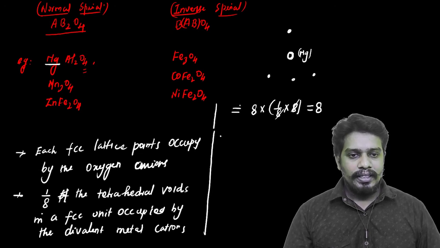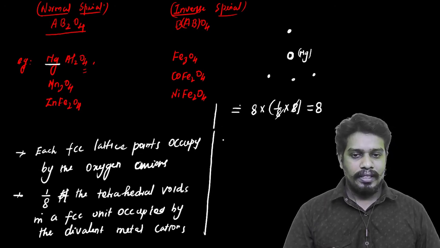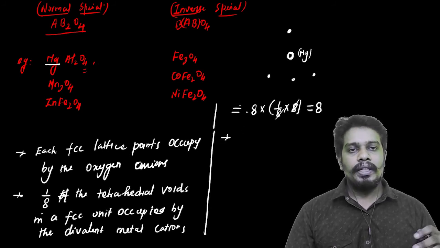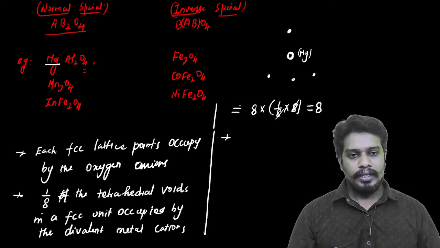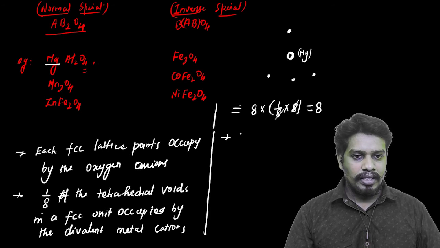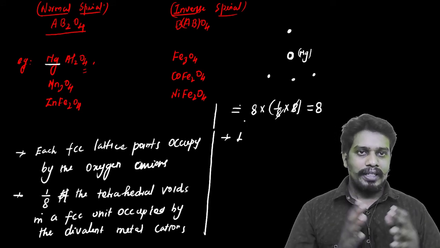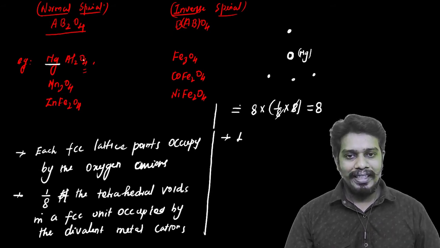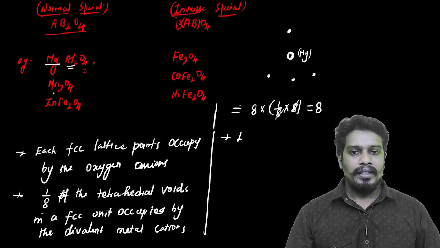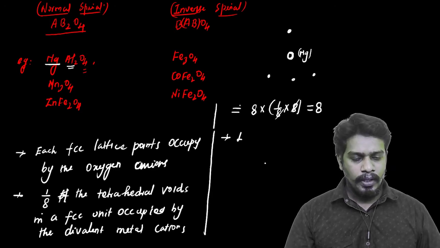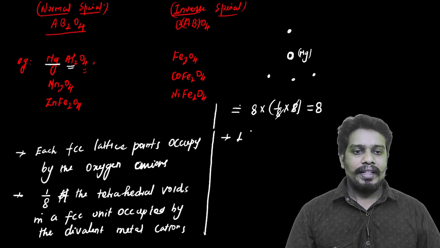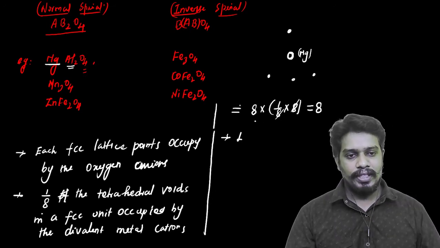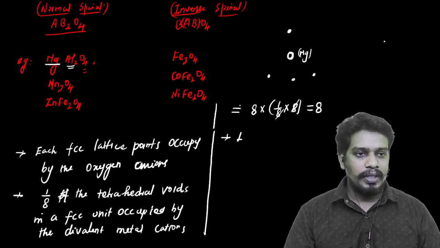Next, I have told you about the octahedral voids. Per FCC, there are 4 octahedral voids. In these 4 octahedral voids, a 1 by 2 fraction is occupied by the trivalent metal ion; aluminum is called the trivalent metal ion. So this trivalent metal cation will occupy 1 by 2, half of the octahedral voids.